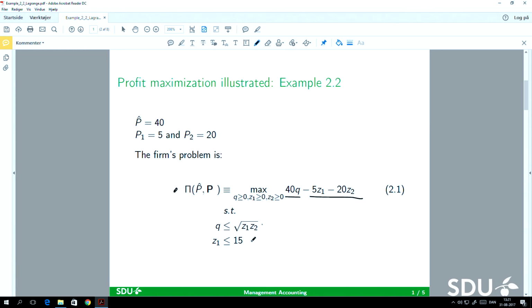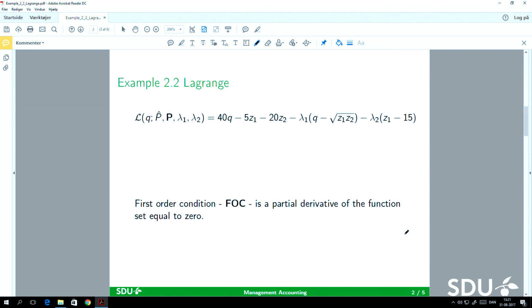To do the Lagrange method, I'm going to rewrite the two constraints in the following format: Q minus the square root of C1 times C2 less than or equal to 0, and I'm also going to move the maximum we can buy of the first input factor to the other side. Now we can construct a Lagrange function, which is simply the profit function itself less a Lagrange multiplier and our first constraint, and a second Lagrange multiplier and our second constraint.